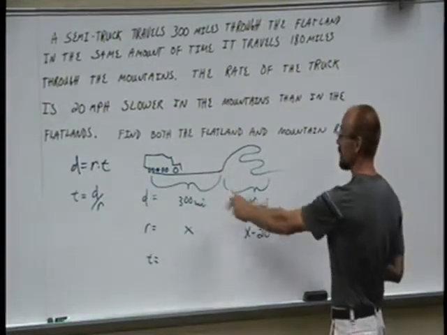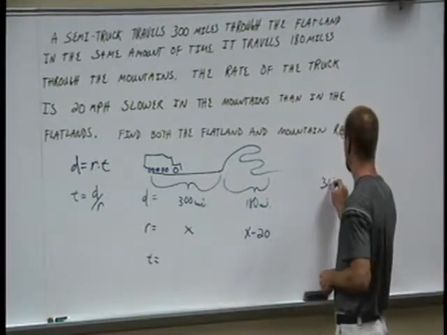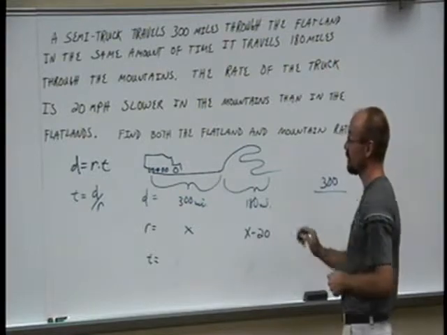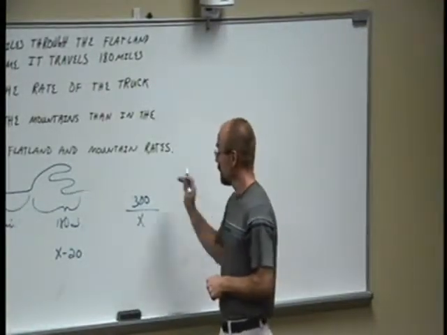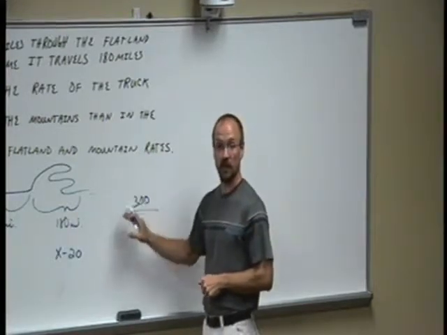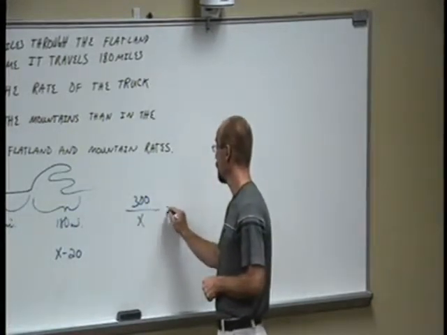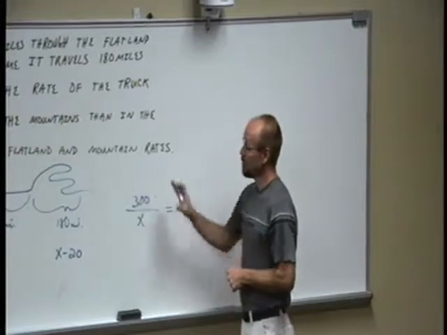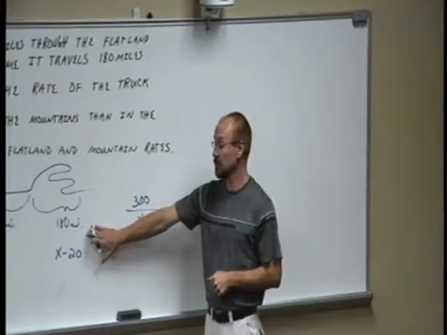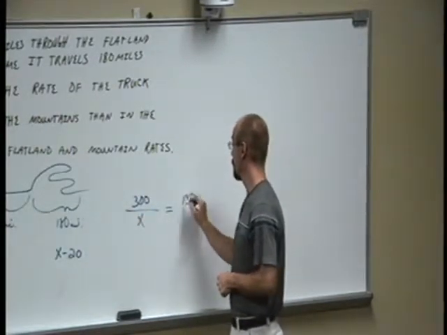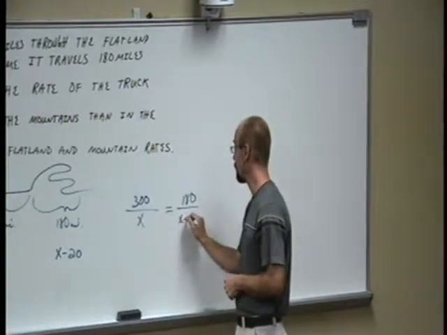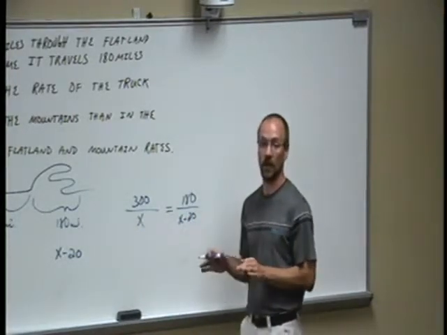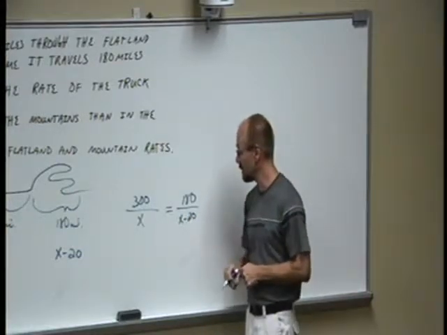So I'm going to say, okay, in the flatlands, I travel 300 miles at a rate of some value x. This is my time spent in the flatlands, and it equals my distance in the mountains over my rate in the mountains, which is the same as the flatlands, but 20 miles an hour less. So less than the flatlands.